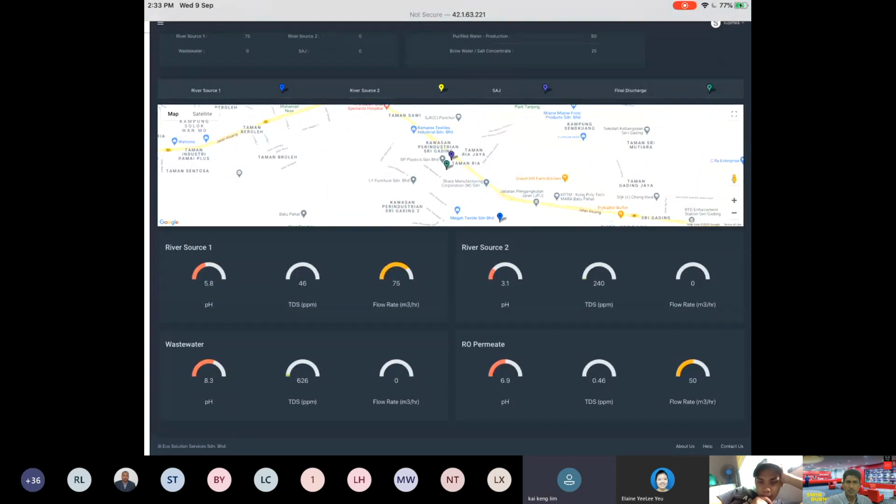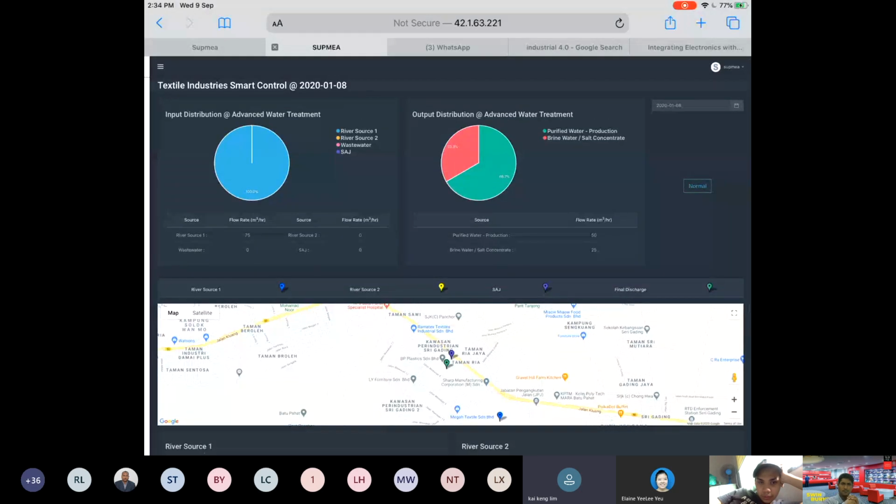So you look at it, it is our river water source number one. The TDS is very low, about 46 ppm. The pH is also reasonable. So we'll use 100% of river source number one as our feed into our production. Number one will be this blue color. Look at it, this one is blue color. So we'll use blue color into our production. So this is what happened.